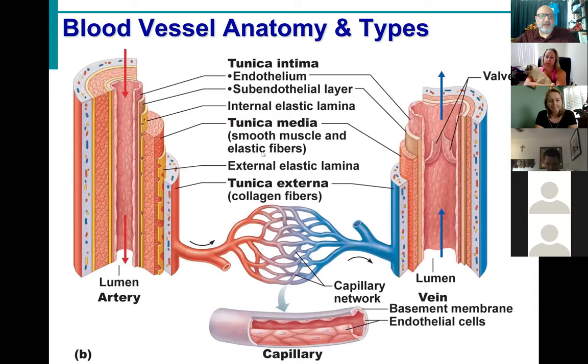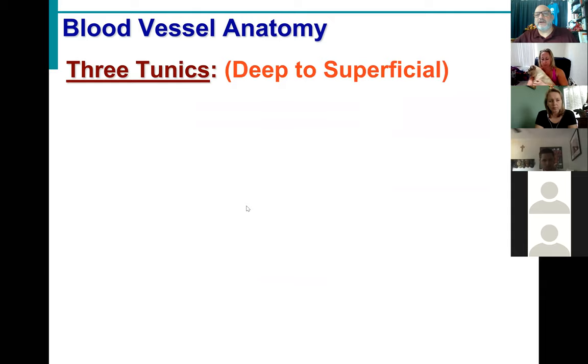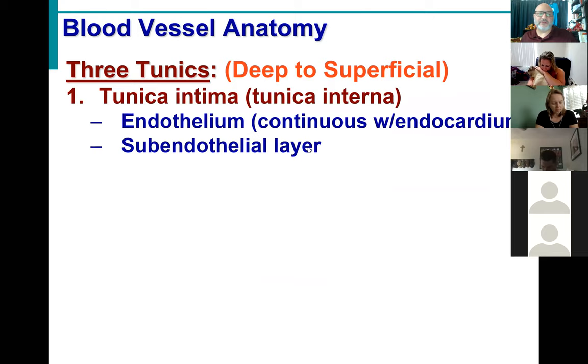All right, excellent. Let's talk first about the anatomy of the blood vessels, the arteries and the veins and the capillaries, because they tend to have fairly distinct anatomy. So obviously some characteristics in common, but some that are different as well. As we talk about the blood vessels, we will go from deep to superficial. And in this case, deep means closest to where the blood is. This is where the blood is. This lines the lumen.